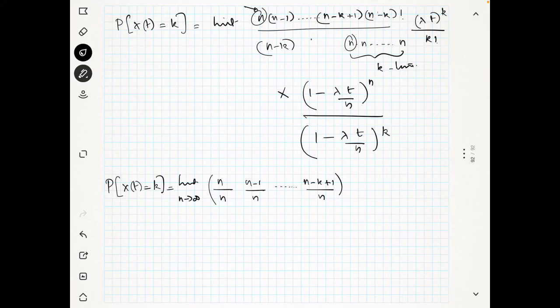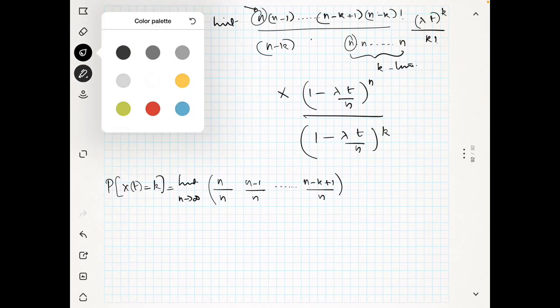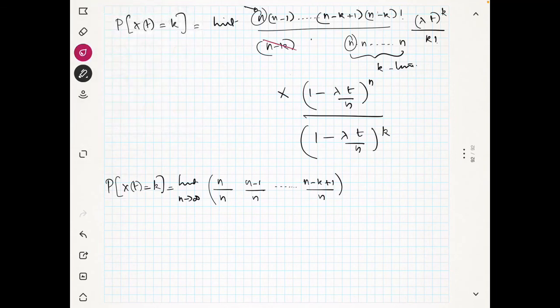Then it is multiplied with, you can see that these two things will cancel. That means there is n minus k factorial here and n minus k factorial there, and they will cancel, into lambda t whole raised to k divided by k factorial, multiplied with 1 minus lambda t by n whole raised to n divided by 1 minus lambda t by n whole raised to k.